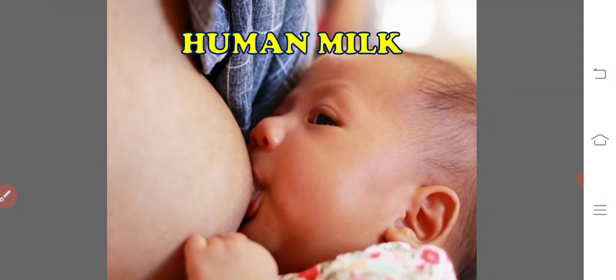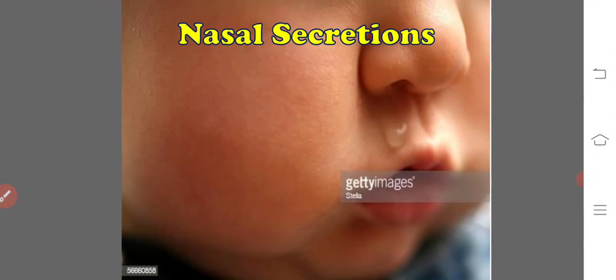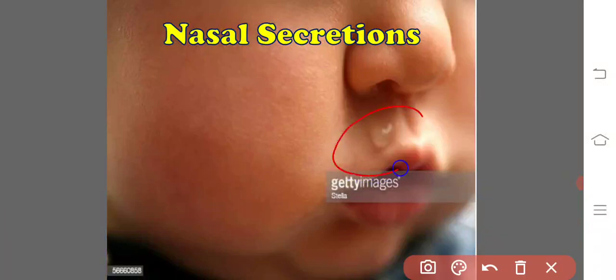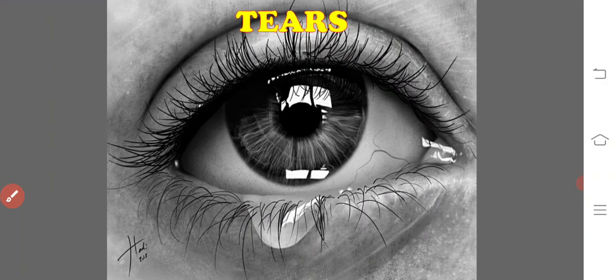Coming to the nasal secretions, mucopolysaccharides of nasal secretions inactivate the viruses. Coming to the tears, tears contain an enzyme lysozyme which is antimicrobial in nature. Lacrimal glands regularly clean the eyes.